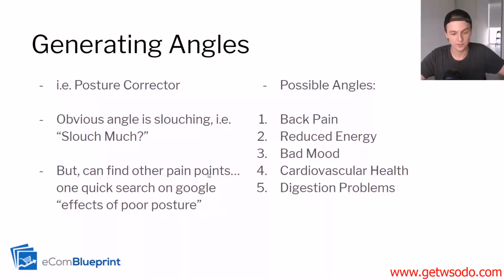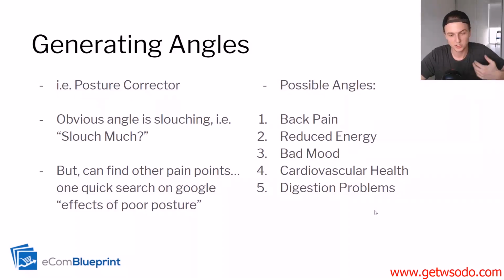But there's a lot of other pain points related to poor posture, right? And not everyone is worried about slouching. Some people might be more worried about back pain, reduced energy, bad mood, cardiovascular health, right? I just looked up on Google effects of poor posture, and these are 5 possible angles.